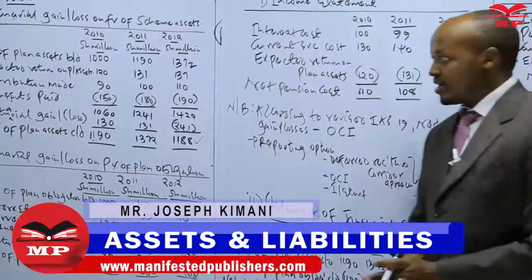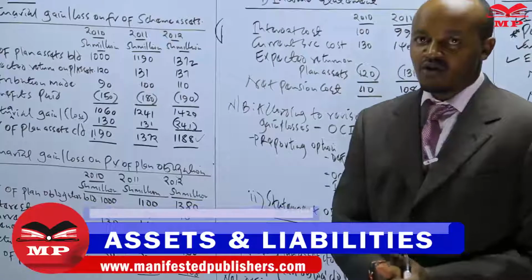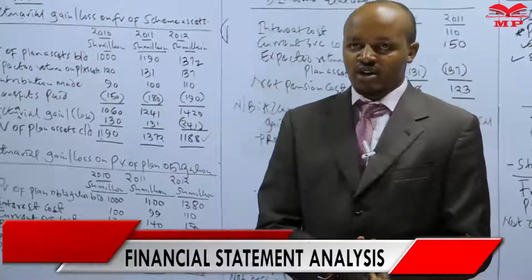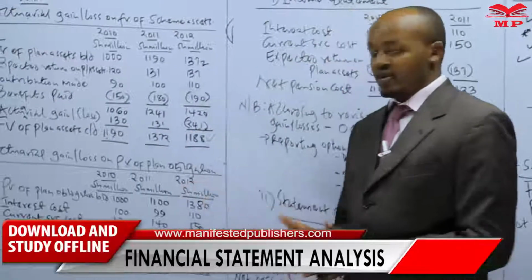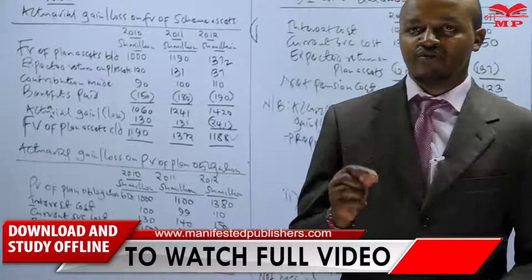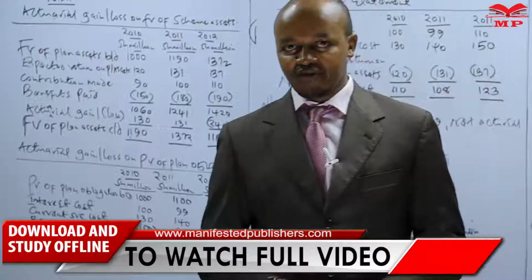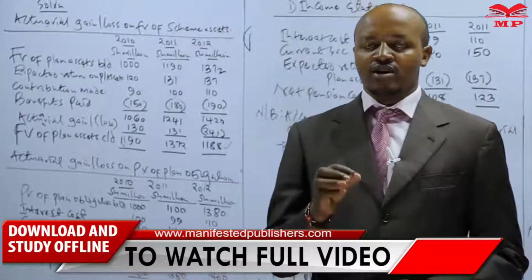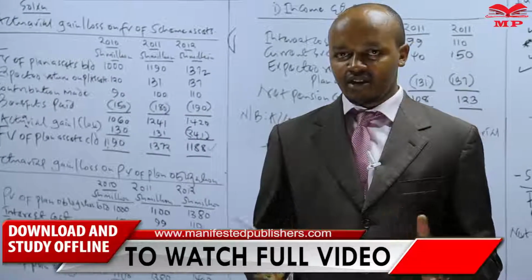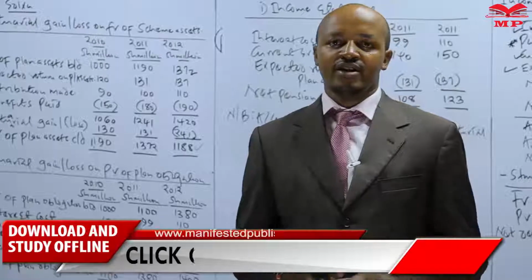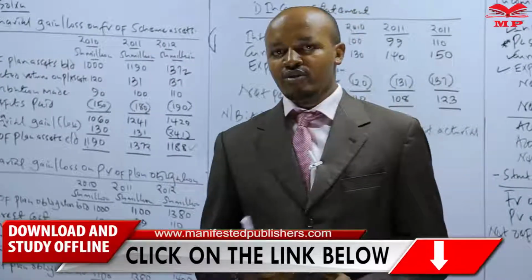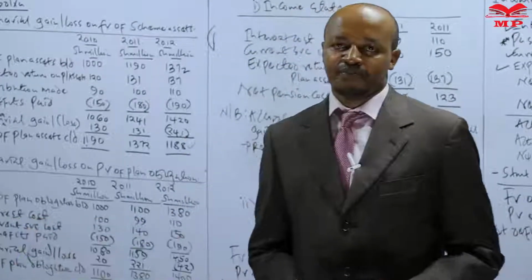So therefore, that brings us to the end of our class, whereby we have managed to look at the issues to do with employees benefit. We have defined what employees benefit are. We have looked at the various types of employees benefit and how we account for the 2 types of post-employment benefit plan, that is the defined contribution plan and the defined benefit plan. So therefore, we stop at that point. We meet in our next class.